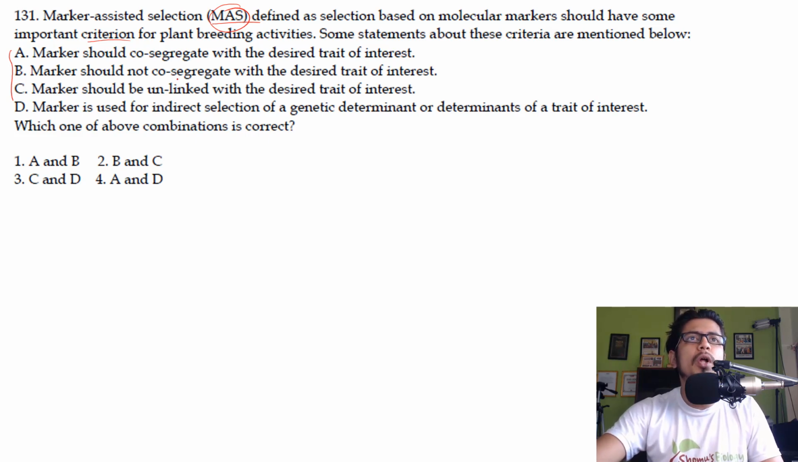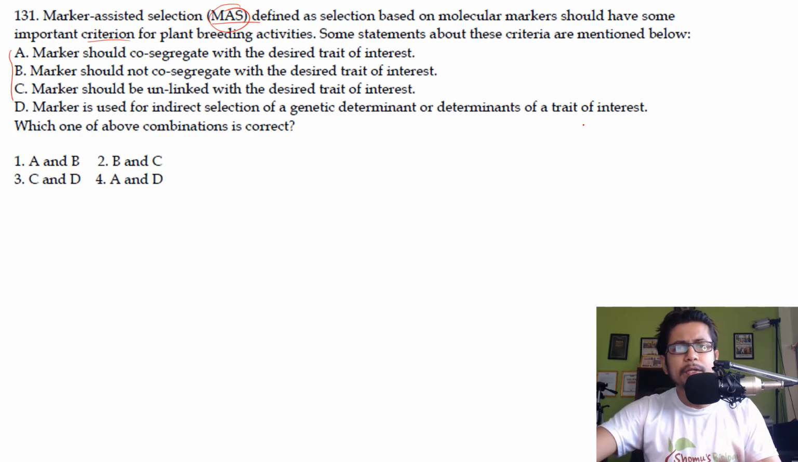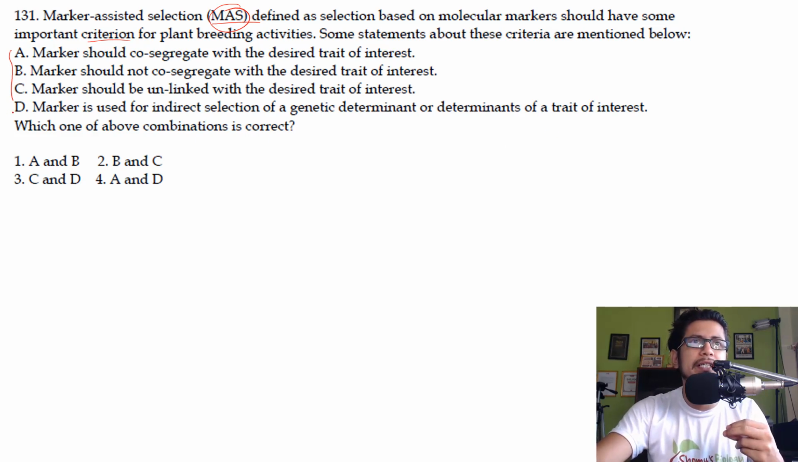B, markers should not co-segregate with the desired trait of interest. C, markers should not be unlinked with the desired trait of interest. And the fourth one, D, marker is used for indirect selection of genetic determinant or determinants of a trait. Now you need to know at least one to start with. Among these four statements, the easiest one is D.